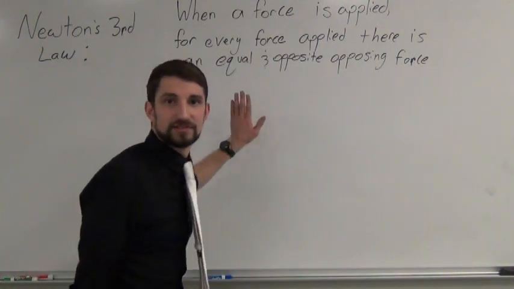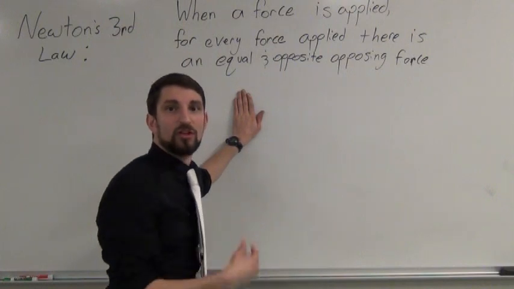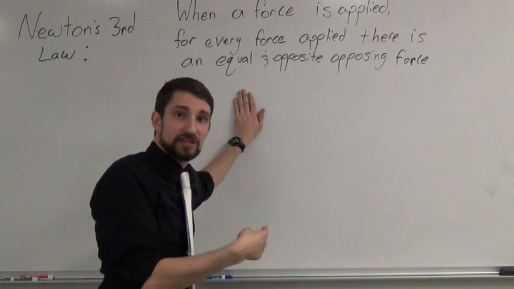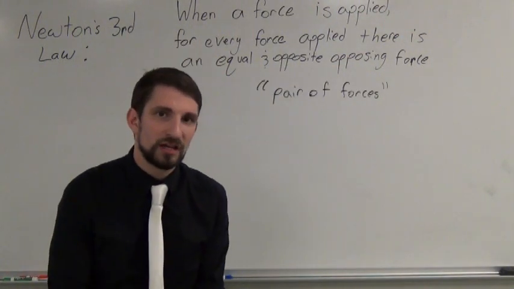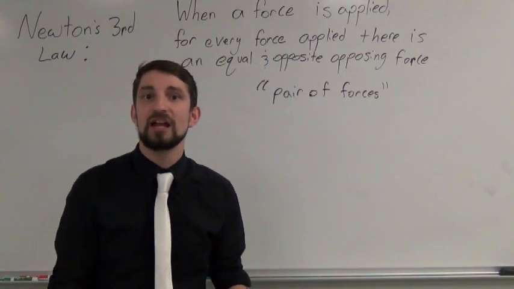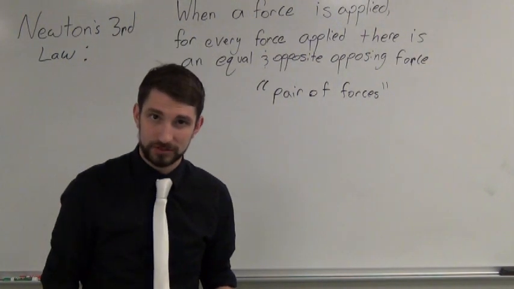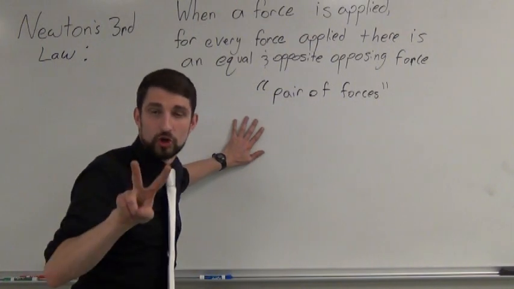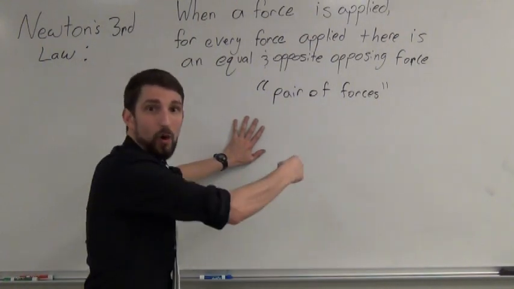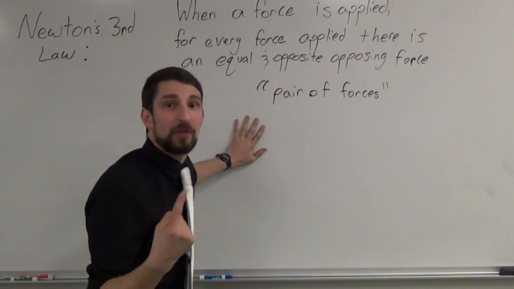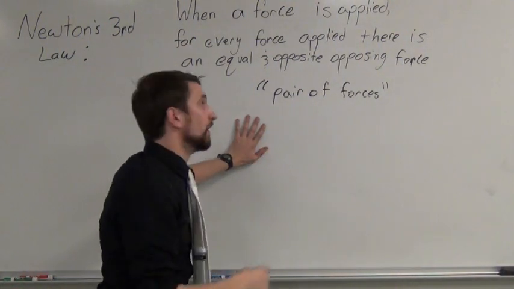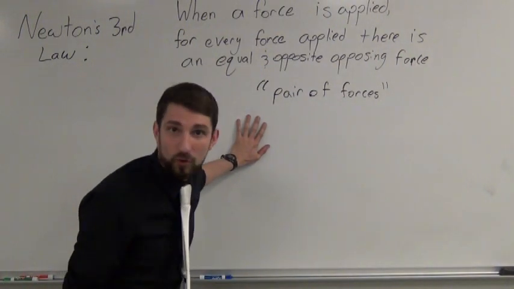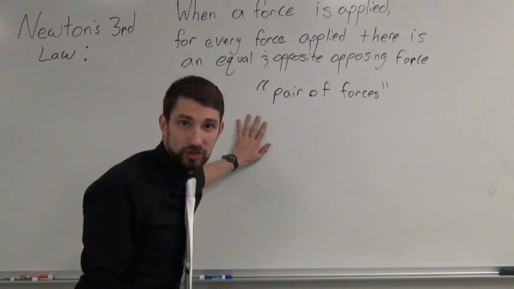So for instance, if I push on the wall, the wall pushes back on me with the same amount of force that I push it. The thing about Newton's third law is that whenever you do have a force applied, there are two objects involved. So if I apply a force to the wall, there are two objects involved, the wall and me. When I apply a force into the wall, the wall applies a force back on me, the same amount of force in just the opposite direction.